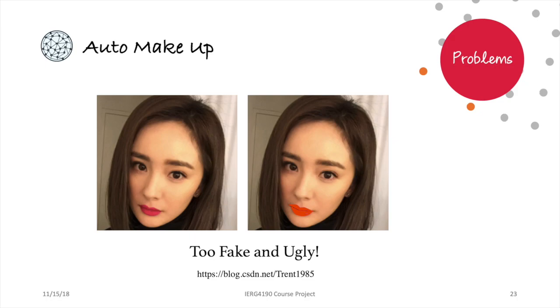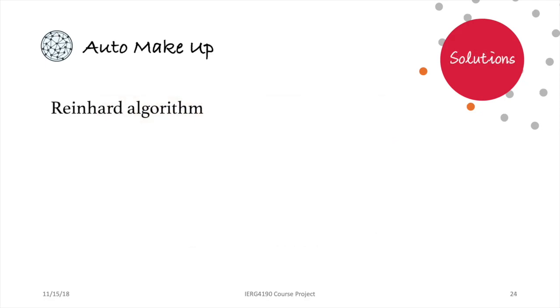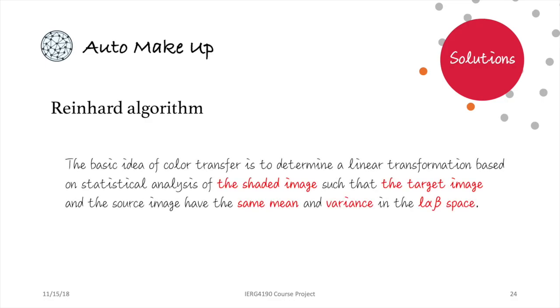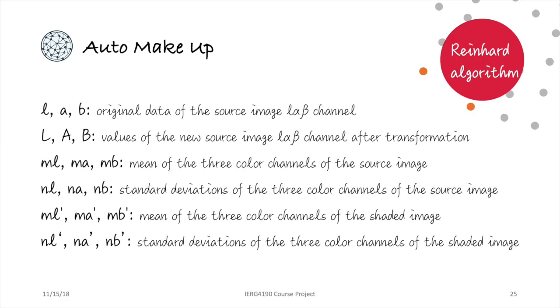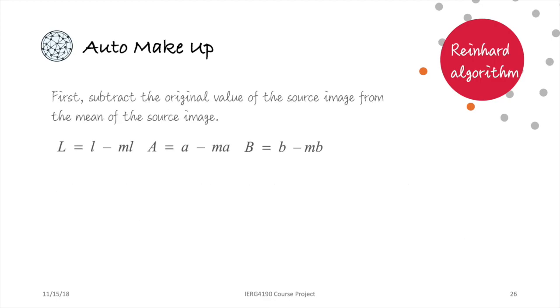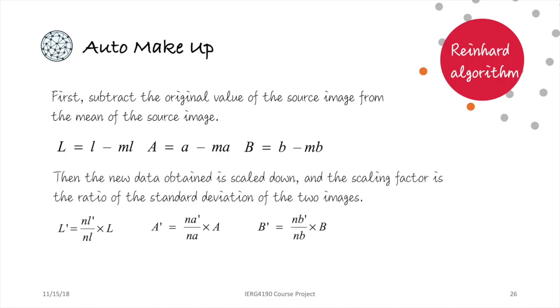Meitu uses the Reinhard algorithm to apply color transfer. The basic idea of color transfer is to get the same mean and variance in the Lαβ space. The different parameters represent different values. First, subtract the mean of the source image from the original value of the source image. Then, the new data obtained is scaled, and the scaling factor is the ratio of the standard deviation of the 2 images.